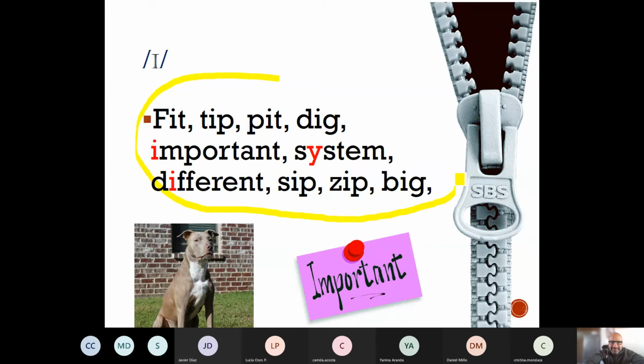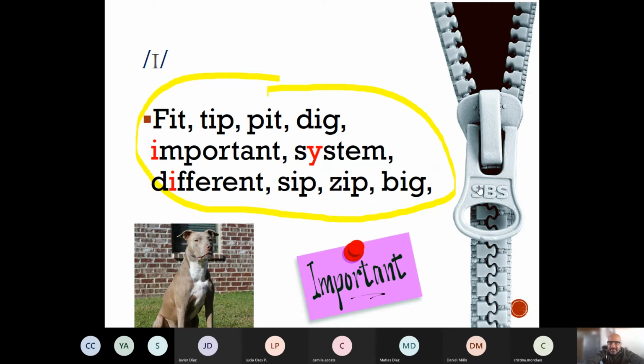The whole of it, please. Okay. Thank you. Fit, tip, pit, dig, important, system, different, sip, big. Excellent, very, very well done. The difference between this, that one is sip, zip, okay? That's all. Sip, zip. Very well done.